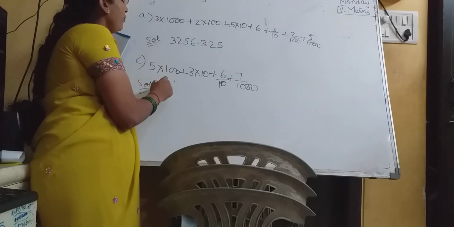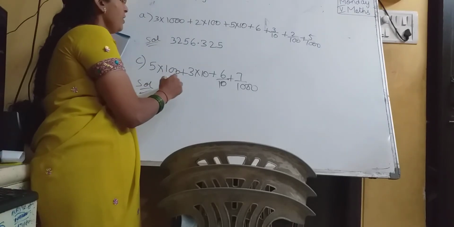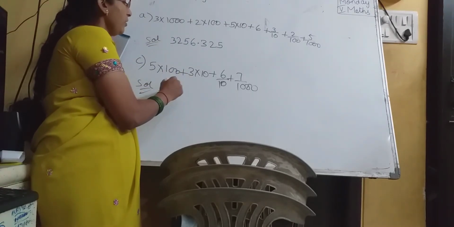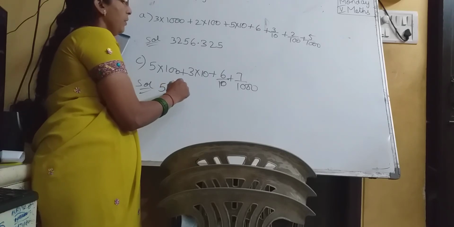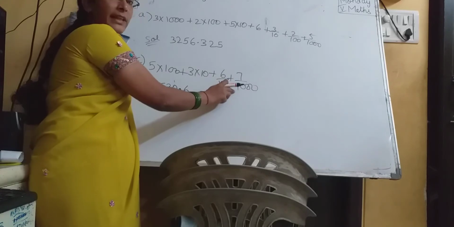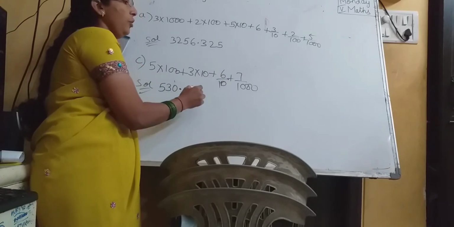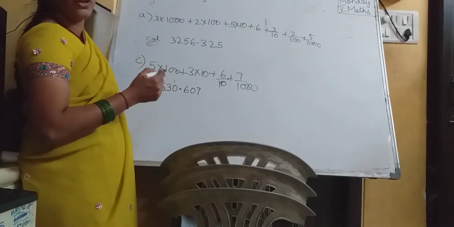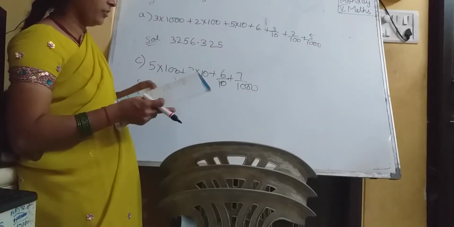What are you going to write? 5, 100s, 10s, 3. 1's place is not there, 0. 0.6. Here also 100 is not there. After 10 there should be 100, but there is no 100. 0. 7. Okay?